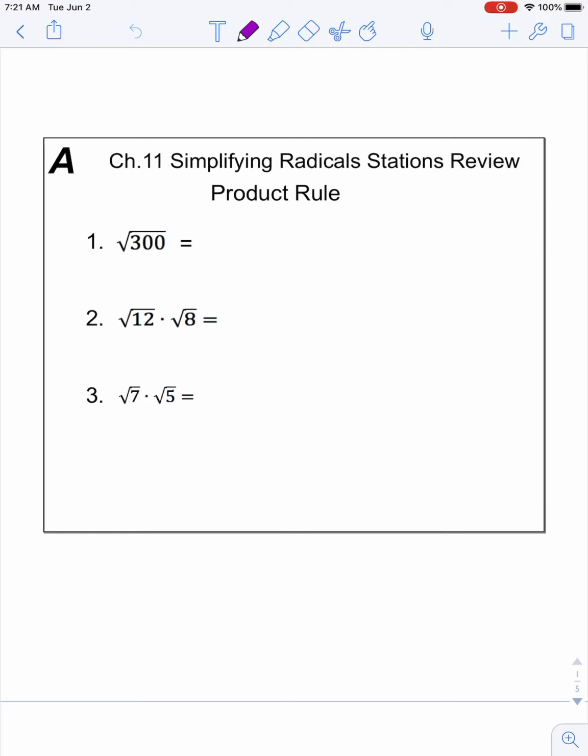So slide A here, let's simplify the radicals using the product rule. So try questions 1, 2, and 3. Do your best. If you don't know how to do one, then just do the ones you can.